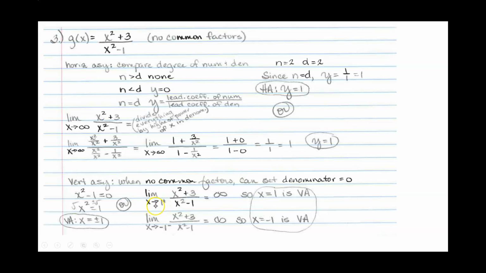So sure enough, if I take the limit as x approaches 1 from the right, you can imagine I'm plugging in 1 from the right, like 1.1, 1.01, 1.001. So up here in the numerator, I'd have 1 plus 3, I'd have 4. My numerator is staying the same, my denominator is getting smaller and smaller, so what's my overall fraction doing? It's getting larger and larger, it's going to infinity. So since when I take the limit as x approaches 1 from the right, I get infinity, then x equals 1 is a vertical asymptote.